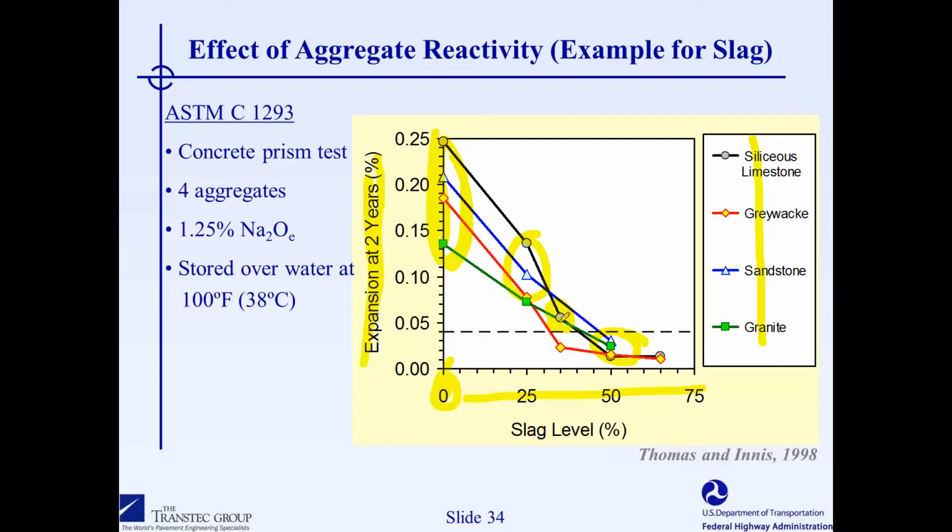We would also find this with fly ash and silica fume and natural pozzolan, but in the interest of time, I'm giving examples of the aggregate reactivity with the slag. I gave examples of the impact of the SCM chemistry with fly ash. Okay, what about silica fume?